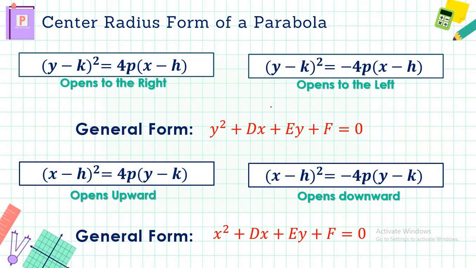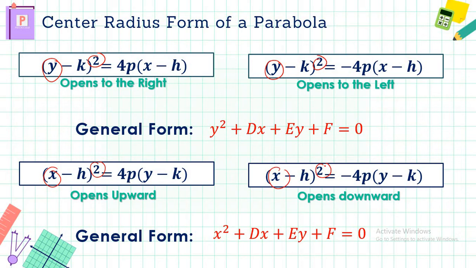We also highlighted last time that if a parabola opens to the right or to the left, the variable that is squared is y. Meanwhile, if it is a parabola that opens upward or downward, the variable that is being squared is x.